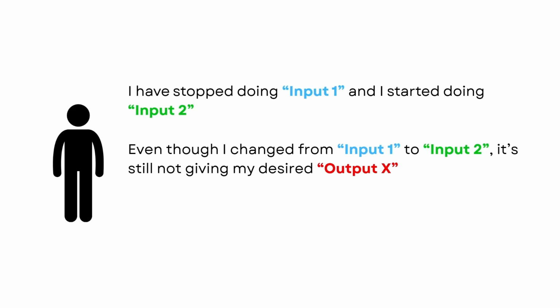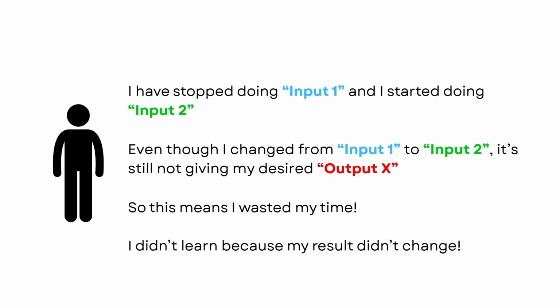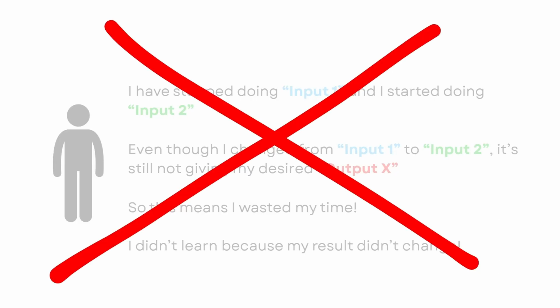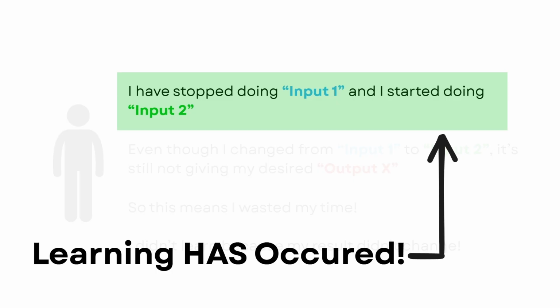Even though I changed from input 1 to input 2, it's still not giving me my desired output. So he's still not getting the result that he wants. So this means I wasted my time. I didn't learn because my result didn't change. Angry face. And this also is flawed thinking, because learning has occurred, right? He changed his behavior. He went from input 1 to input 2. Like, learning definitely has occurred. This is a win, right?